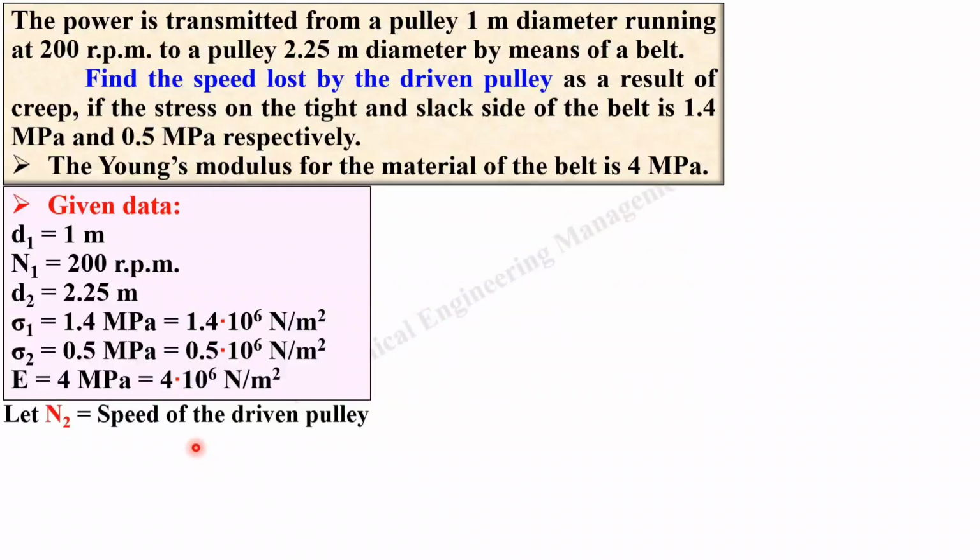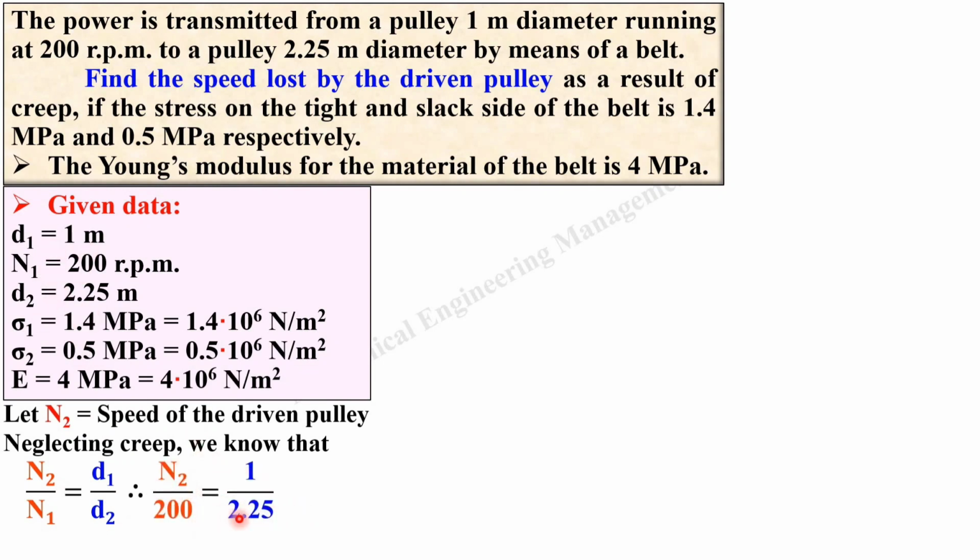Now let's say N2 is the speed of the driven pulley. If you neglect the creep, then we know that N2 upon N1 is equal to D1 upon D2. That is actually the speed ratio. So first we are going to find N2, the speed of the driven pulley without considering the creep. Put the values of N1, D1 and D2 in this equation, and you can find N2. So this is 88.889 rpm. N2 is the speed of the follower, or the driven pulley, and that's why the unit is rpm. This is the speed of the driven pulley without considering the creep.